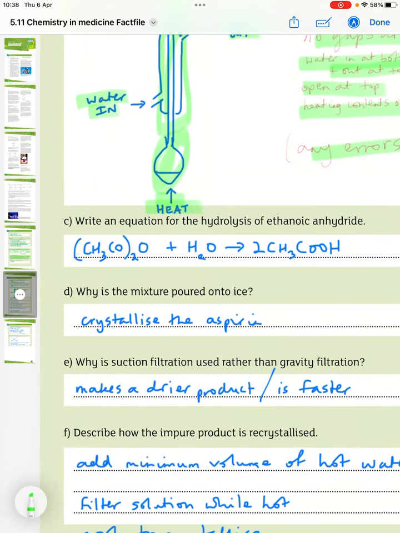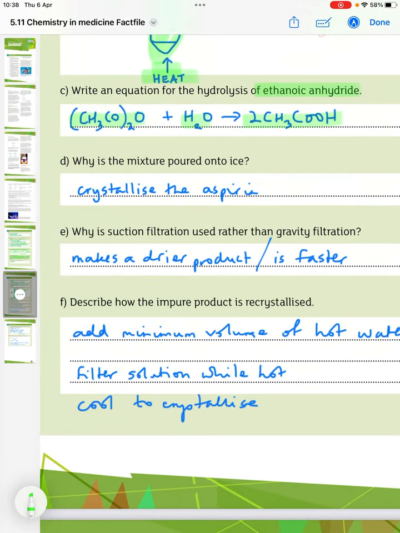Then write an equation for the hydrolysis of ethanoic anhydride. So the formula was given in the last page at the start of the question. So it's (CH3CO)2O plus H2O, and this is giving 2 molecules of ethanoic acid, CH3COOH. Why is the mixture poured onto the ice? Well, that's to crystallise the aspirin.